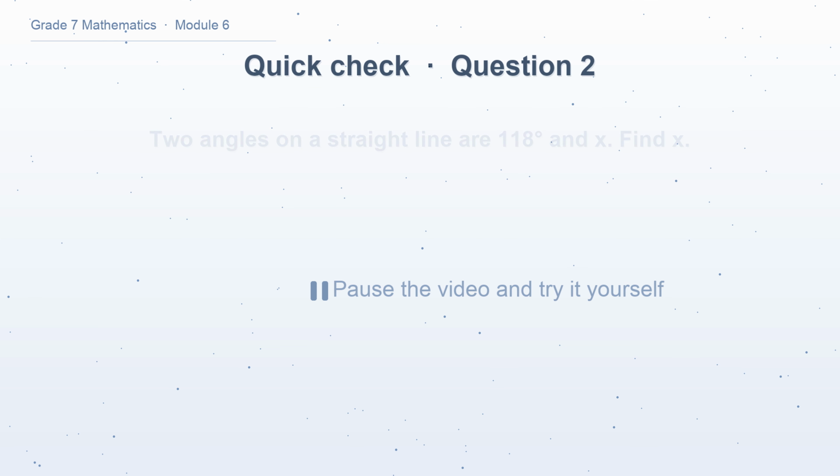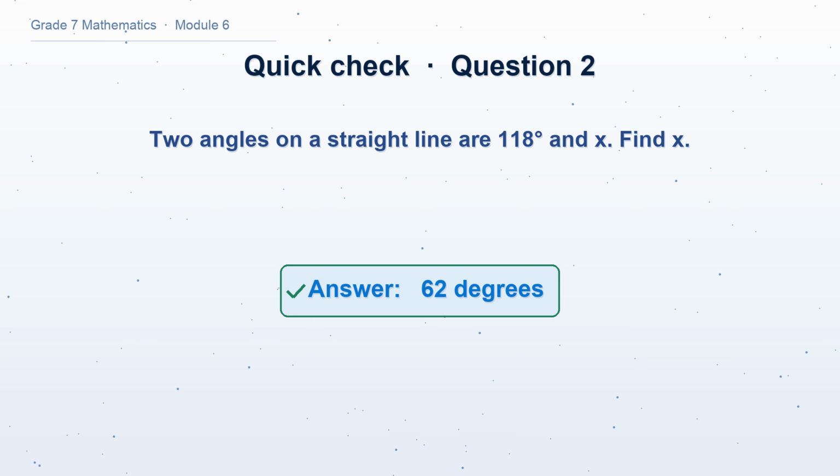Question 2. Two angles sit together on a straight line. One is 118 degrees. Find the other angle. Angles on a straight line are supplementary, so they add to 180. We subtract. 180 minus 118 is 62. So the missing angle is 62 degrees.